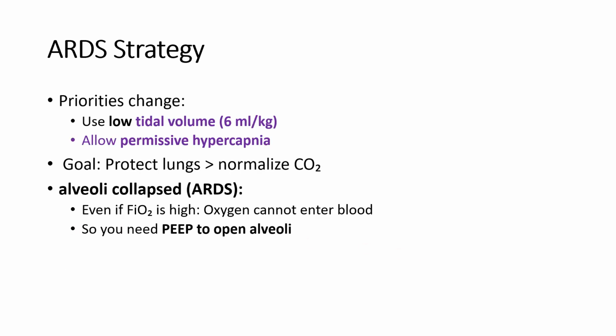So what do you do in an ARDS patient? You do two things. First, you use low tidal volume to prevent barotrauma. Second thing, to protect the lungs, because you are using low tidal volume, you allow permissive hypercapnia. So your aim is not to normalize CO2, but to protect the lungs and to keep the PEEP high so that you can recruit the alveoli.